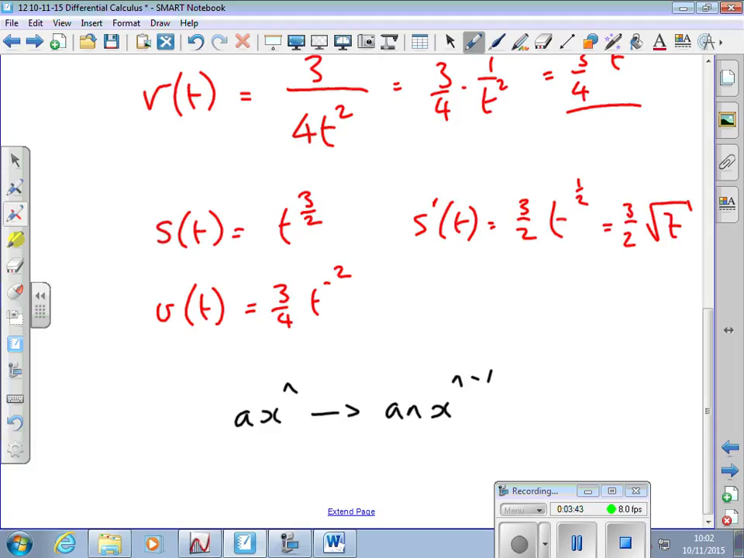If we look at the next one, if I'm going to differentiate this one, v prime t will equal, same rule. Bring the power down, the power is minus 2, and multiply that by the number in front. Minus 2 times 3/4 is minus 8/4.